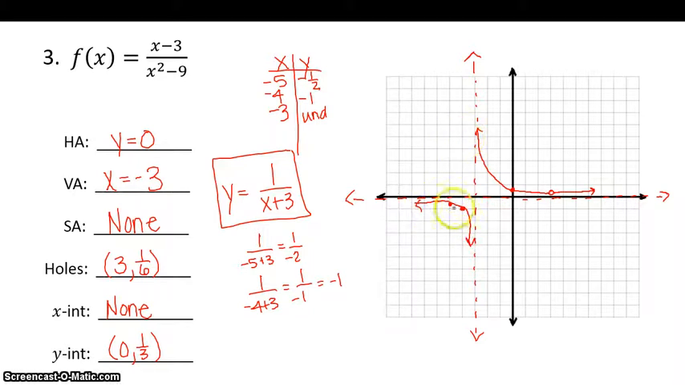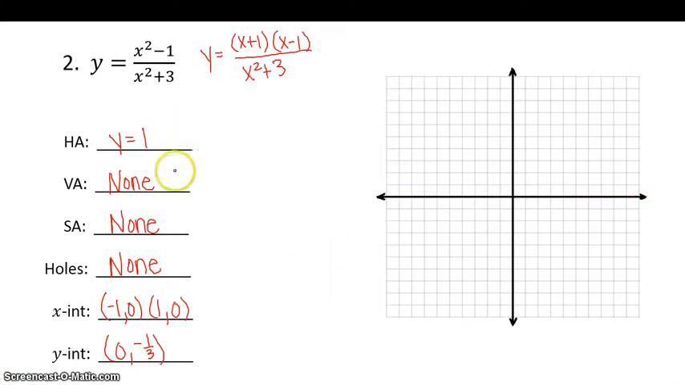So again, when the directions say I want at least 2 points in each region, the regions are separated by your vertical asymptotes. This just had 1 vertical asymptote, so you have a right side and a left side that you need to pick some points on. And this side we already had enough that I could just sketch it in. Here we had to pick a couple on the left, which were smaller. Okay? All right, so let's go on back to number 2.